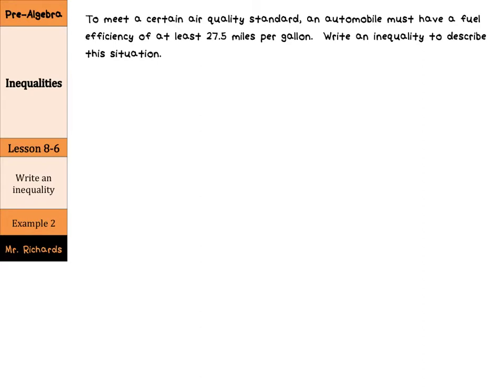Now, what if we need to write an inequality? To meet a certain air quality standard, an automobile must have a fuel efficiency of at least 27.5 miles per gallon. Write an inequality to describe the situation. We can do what we did on the previous one to think about what numbers are true for this situation. If we start with 27.5, we can get bigger, 28, 29, and smaller, 27 and 26. Is 27.5 at least 27.5? Yes.